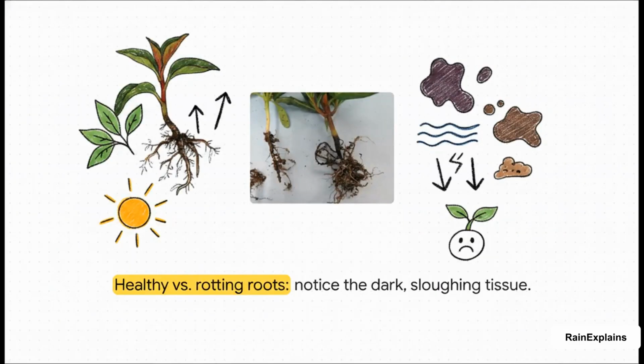Rotting roots often give off a really foul, sour odor. Check out this stark, gruesome visual contrast. On the left, we've got firm, perfectly healthy roots. But over on the right, notice that dark, sloughing, mushy mess? Those are the victims of root rot. These infections are usually fueled by opportunistic pathogens like Phytophthora or Pythium, which, no surprise, absolutely thrive in the exact wet, warm, suffocating environment that compacted clay creates.